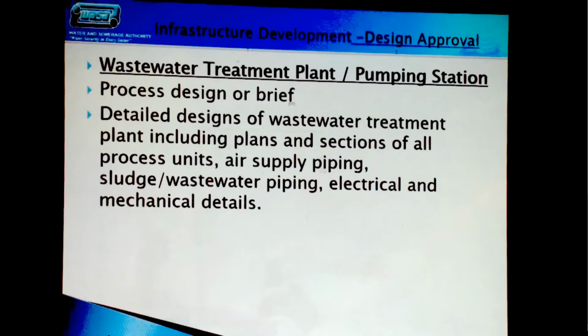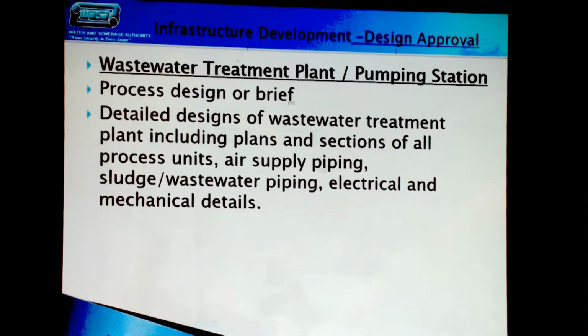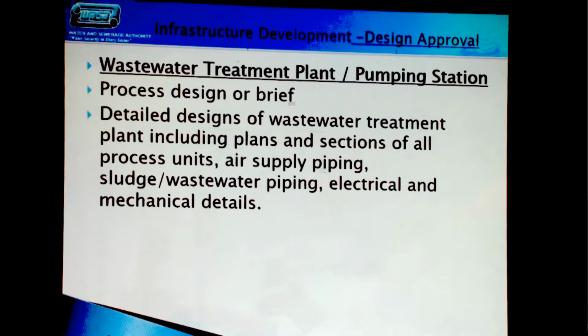Wastewater treatment plant and pumping station. So these are some of the requirements: a process design brief, what it is you propose to do, and a line diagram, a pictorial diagram indicating how it flows through the process. Pump station, primary treatment, secondary treatment, tertiary, disinfection, discharge. So we have an indication of how it flows. So when we look through the piping, we can figure it out.